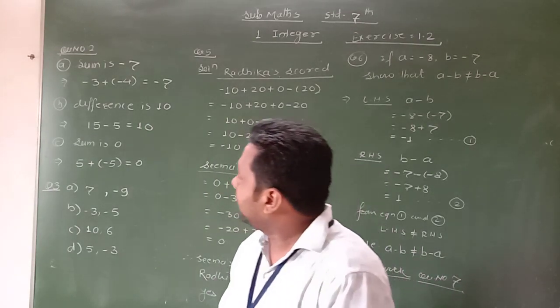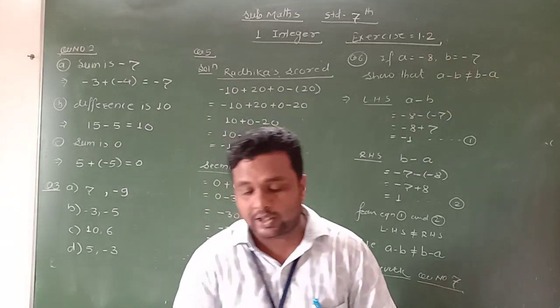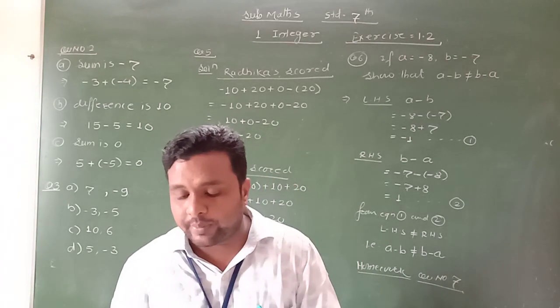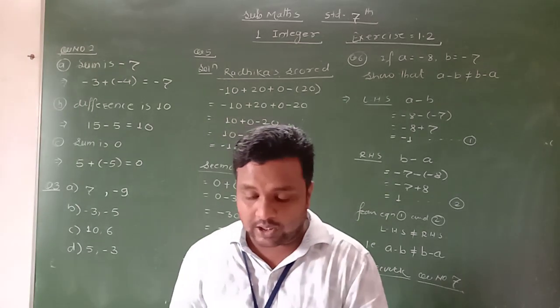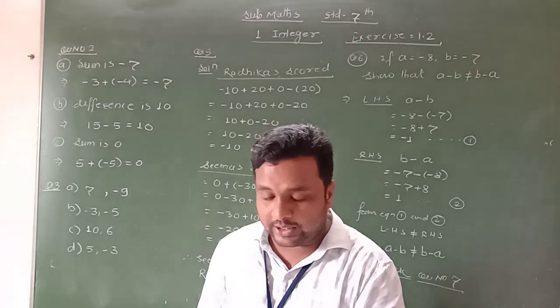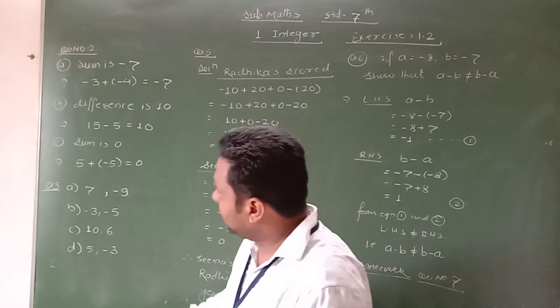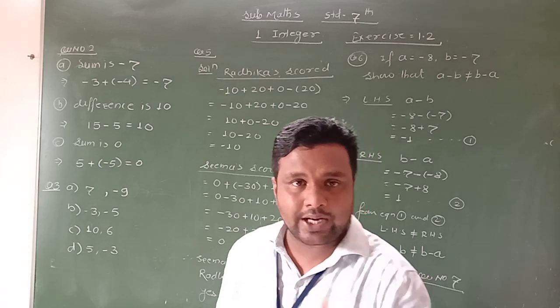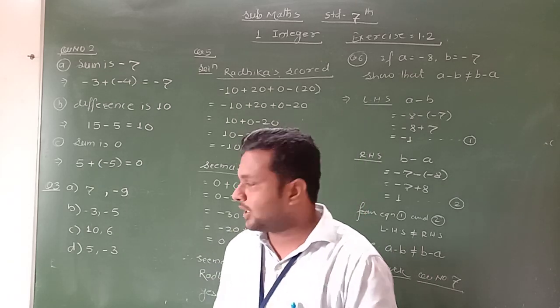Then see question number 3. What is given in your book? Write a pair of integers whose sum gives. Here we have to find two integers whose sum, in the first part, is a negative integer.